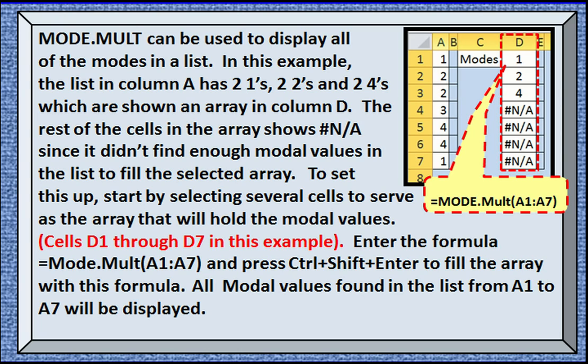To set this up, start by selecting several cells to serve as the array that will hold the modal values. Cells D1 through D7 are used in this example. Enter the formula equals mode.mult parentheses A1:A7 to list the range of values in the list, and press Ctrl-Shift-Enter to fill the array with this formula. All modal values found in the list from A1 to A7 will be displayed.